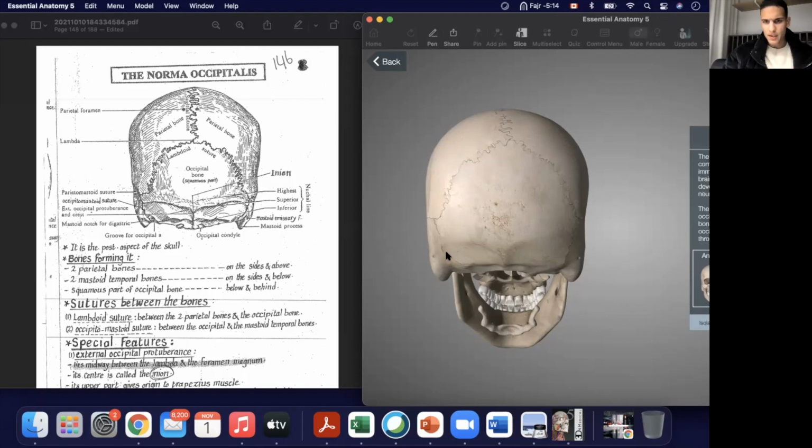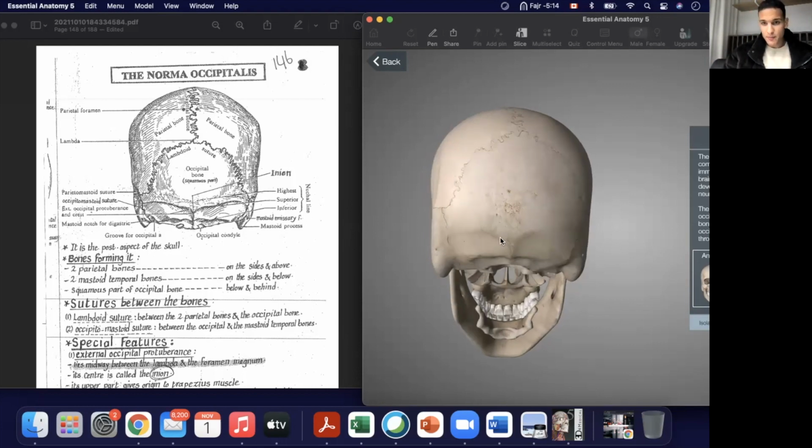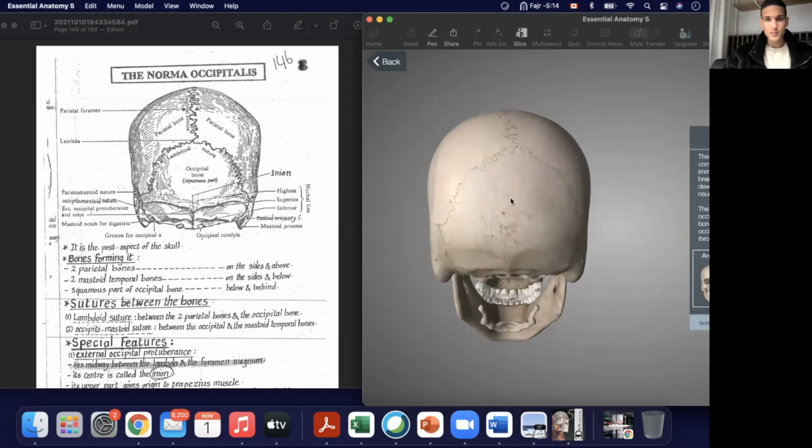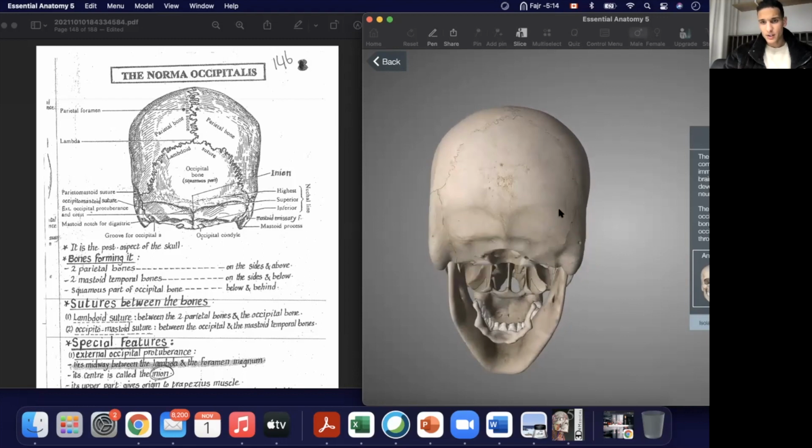And the inion is actually, so how can you separate between the external occipital protuberance and the inion? The external occipital protuberance is this part right here, that is the most protruding part, okay, on the posterior aspect, but the tip of it is called the inion, okay? And we can see here superior nuchal line, inferior nuchal line, okay?